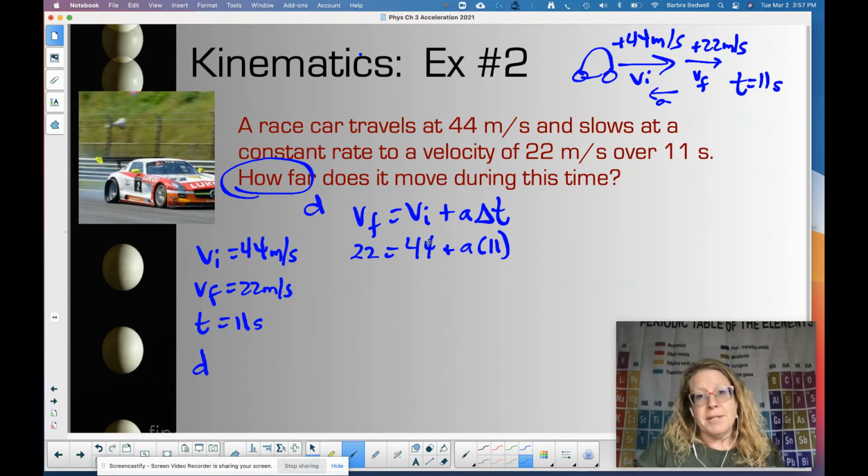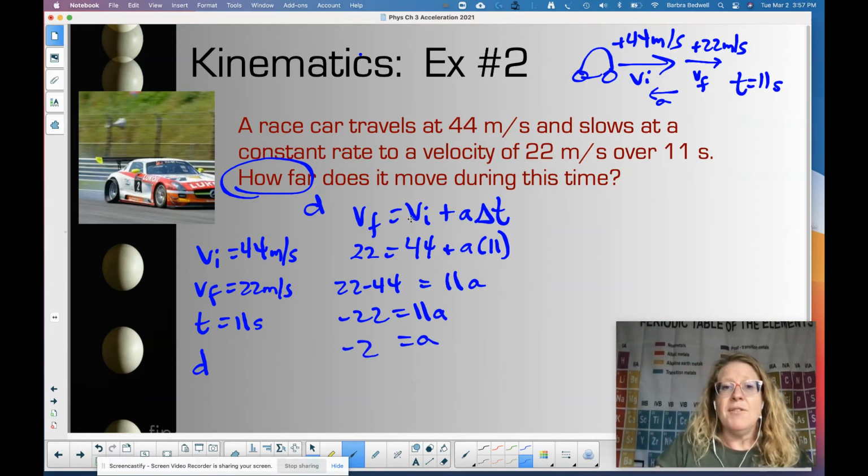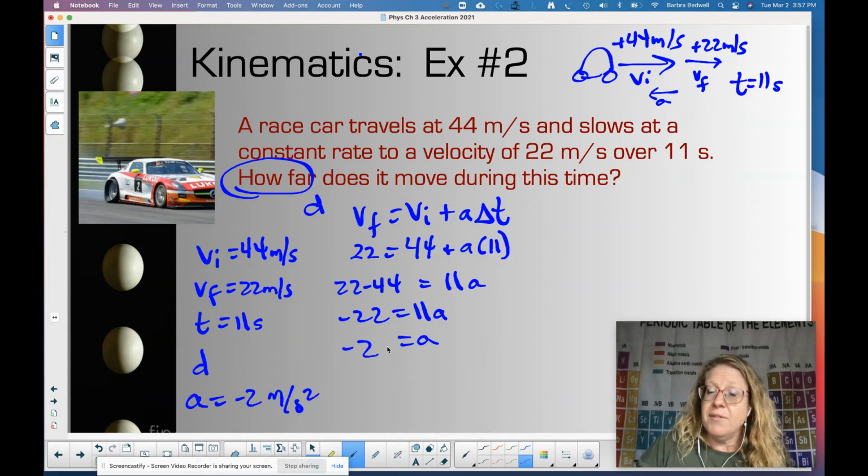So when I start solving for this, I'm going to move my VI over to the other side, subtract 44 from both sides. So 22 minus 44 equals 11a, right? Negative 22 equals 11a. My acceleration is negative 2. That's what that means. If you did this backwards, by the way, you get an acceleration that was positive. It would look like it was speeding up as opposed to actually giving you acceleration that's slowing down. So now we know what our acceleration is, negative 2 meters per second squared. I know we're being a little sloppy about sig figs here because we're going to take care of that at the end. I didn't round anything to get this. It's an even whole number, so we don't have to worry about it too much.